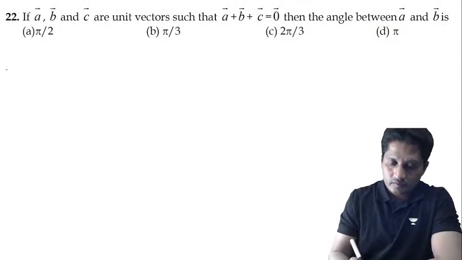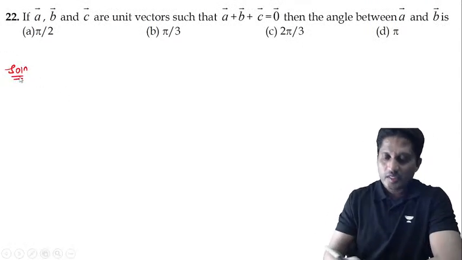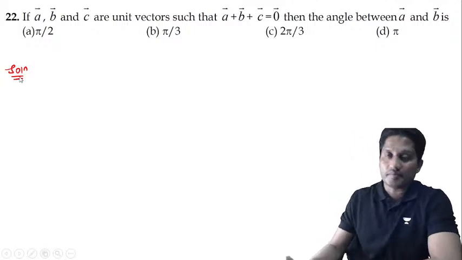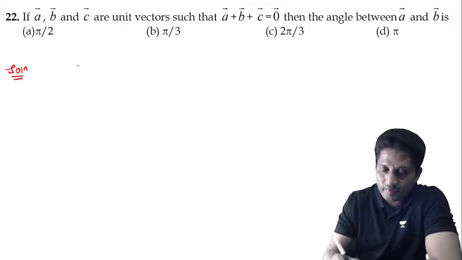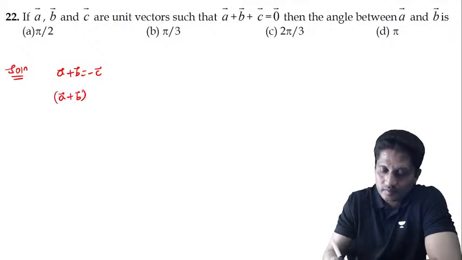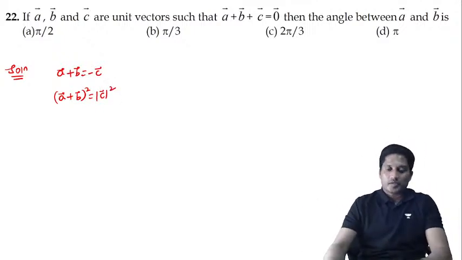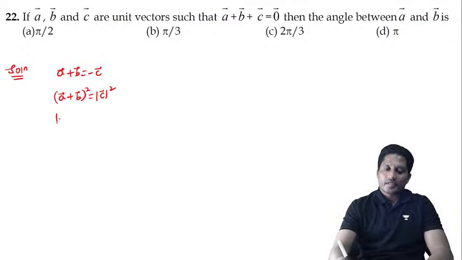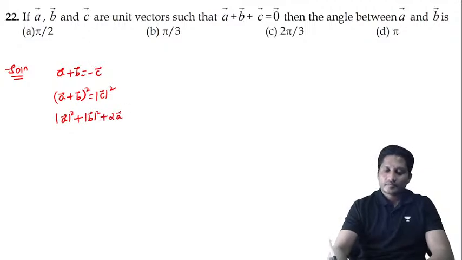Question number 22. If A, B, C are unit vectors such that A plus B plus C is 0, what's the angle between vector A and vector B? I can write A plus B is equal to minus C. If you square both sides, you get (A plus B) squared is equal to C squared, since minus squared becomes plus. (A plus B) squared is A squared plus B squared plus 2 times A dot B, which is equal to mod C squared.